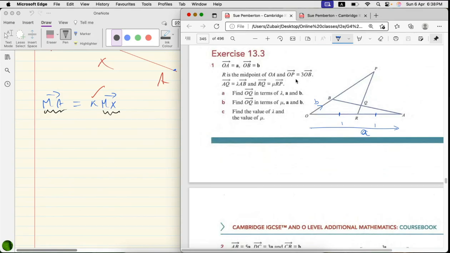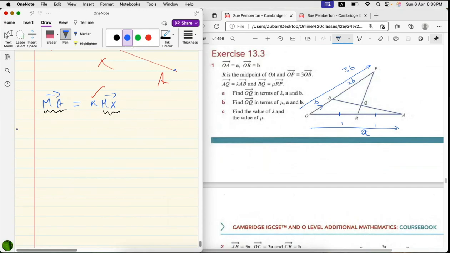R is the midpoint of OA and OP is 3 times OB. That would mean this is B, this is 2B, and this complete is definitely 3B. AQ equals lambda times AB, and RQ is mu times RP. Find OQ in terms of this.